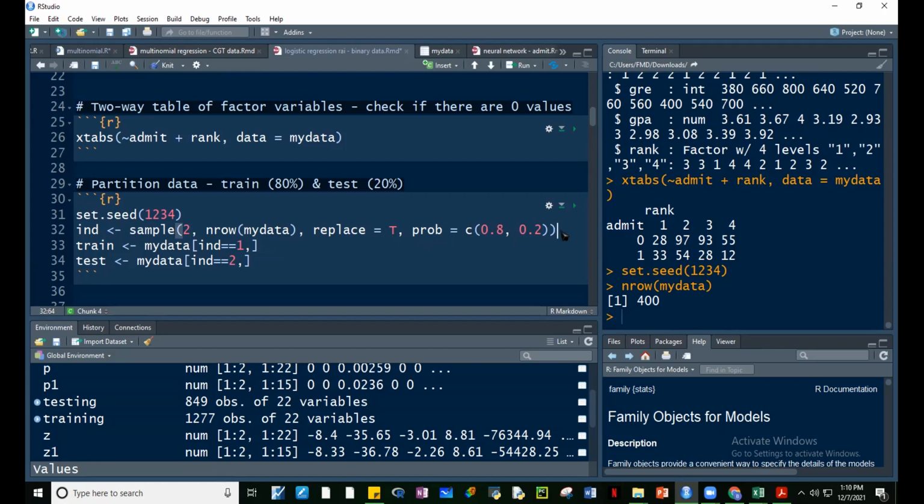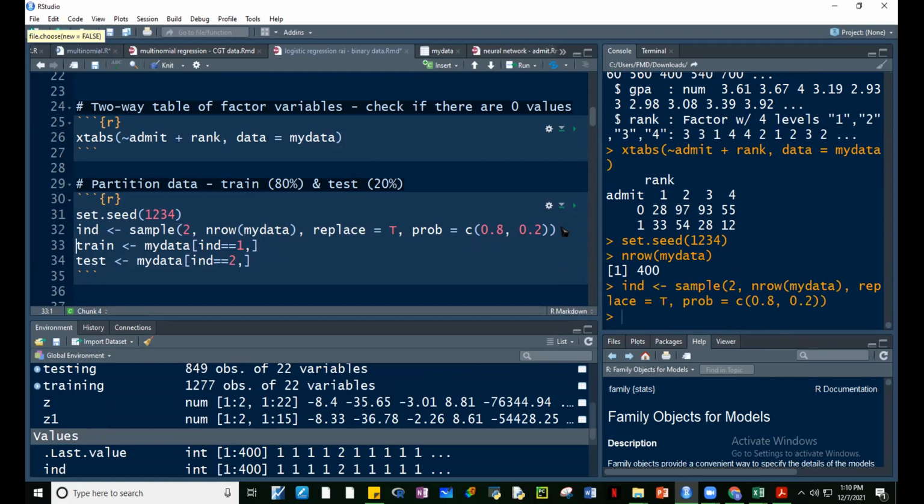Usually the split can be 60-40, 70-30, 80-20. It really depends on the size of our data. If it's 400, it's not really that big, so we're giving a bigger ratio to the trained data. If it's big data, sometimes you can use 60-40, or maybe 65-35. So for 400, that's not really big data. So we're just going to use 80% of that for our training data and 20% for our testing data. Okay, so let's run this.